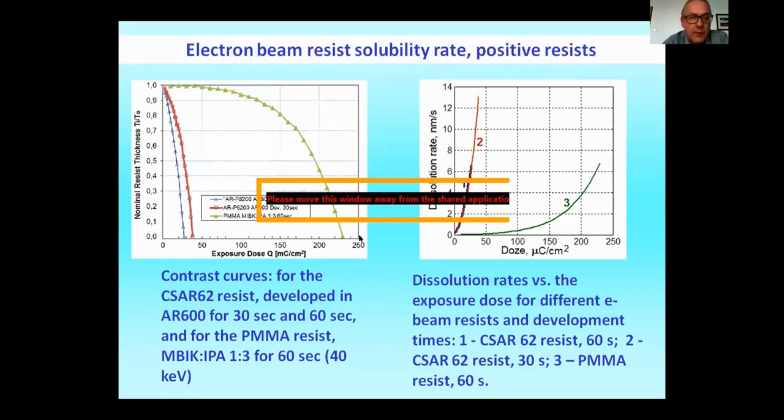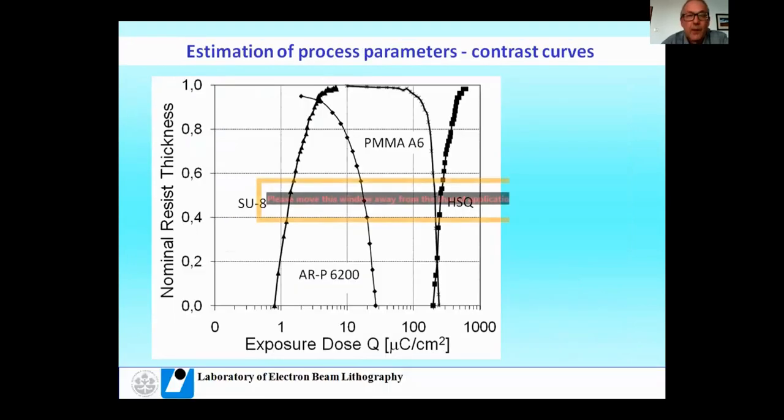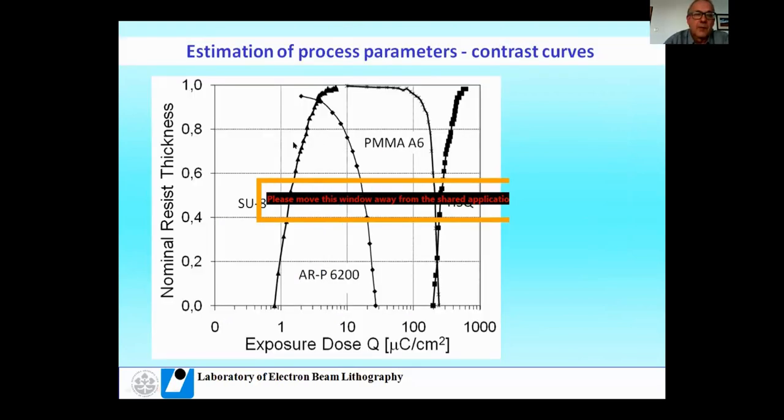For this, we are making some exposure tests and measuring various curves, for example, dependence of thickness on the exposure dose for various resists, or dissolution rate, which is important for our processes. There are examples of some of these measurements for the resists PMMA, HSQ, and SU8. You can see that there is a large difference in the sensitivity and the contrast.